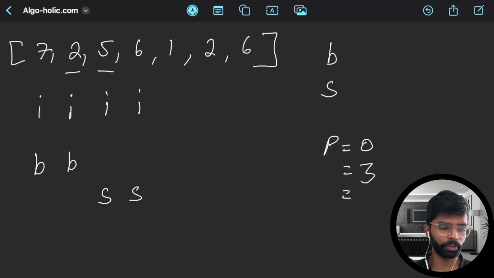Now we also change profit, because the previous profit was 5 minus 2. Now it's 6 minus 2.